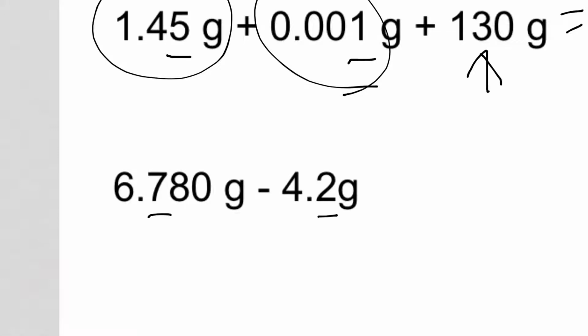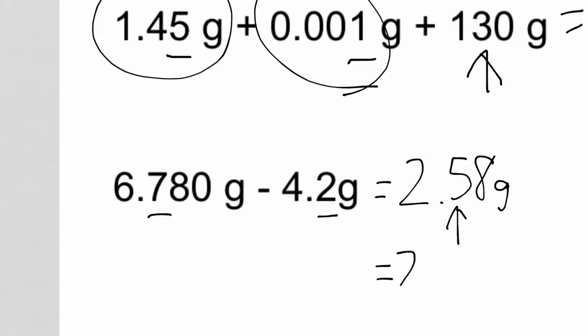So that means our number is going to be rounded to the tenths place. When we subtract this in our calculator, we get 2.58 grams. The tenths place is the 5, because we have an 8 next to it. That's going to be equal to 2.6 grams.